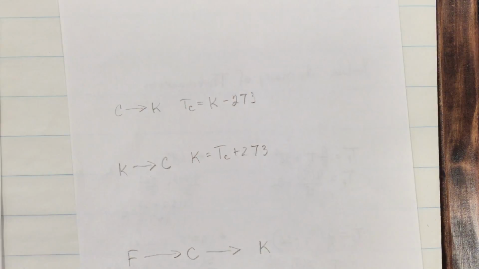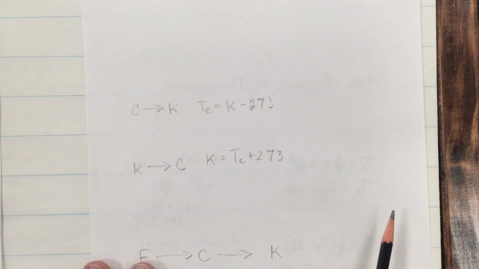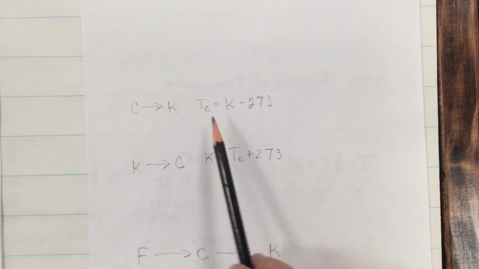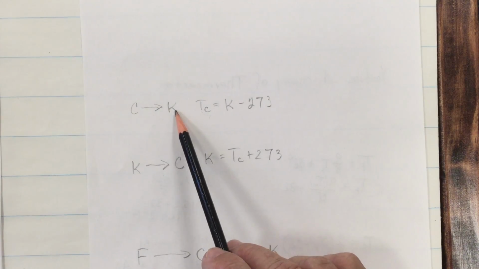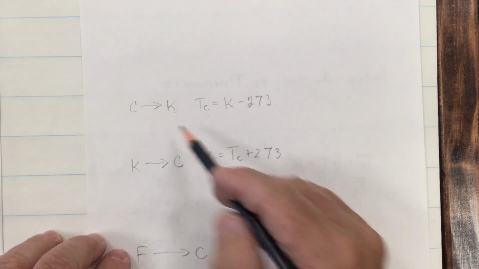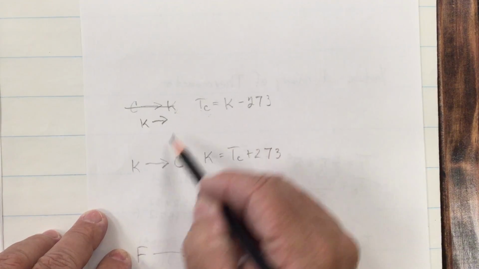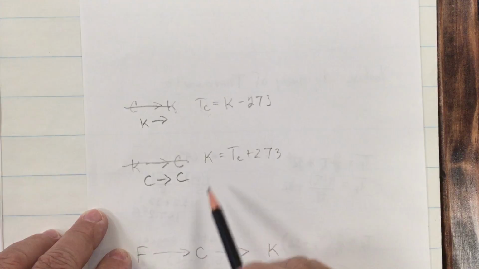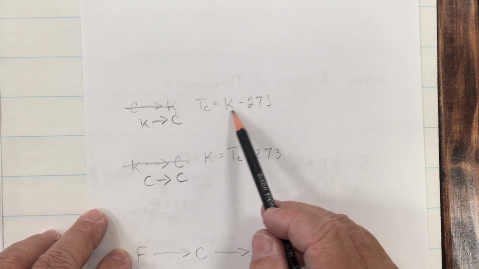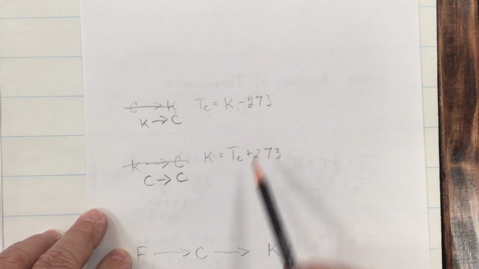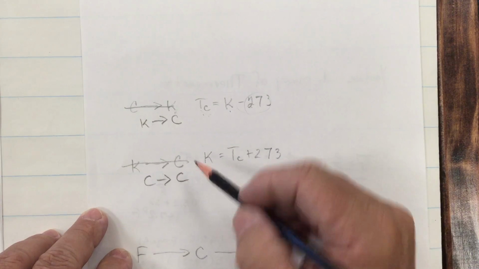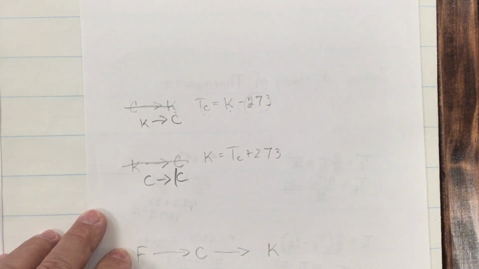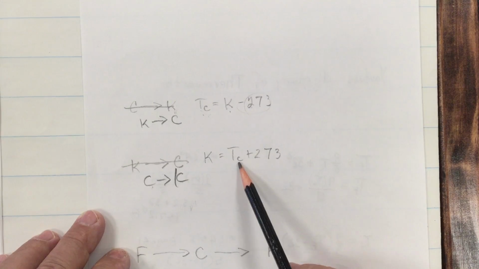All right, so let's look over at the other side and let's look at our Kelvin. Sorry, I have these backwards. If we have our Kelvin and we want to go to centigrade, Kelvin to centigrade, we're just going to subtract 273 and we're going to get our centigrade. Now, if we want to go the other way, centigrade to Kelvin, we're just going to add 273.